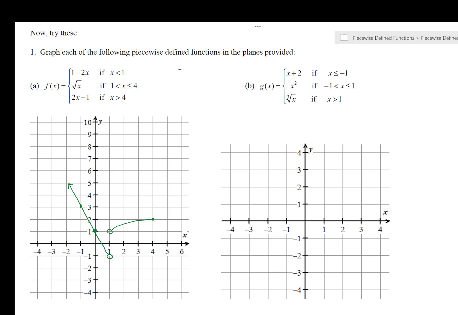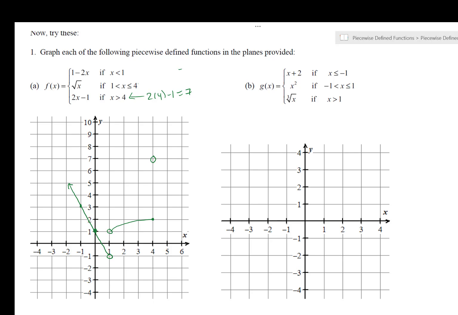It finally switches rules to 2x minus 1 if x is bigger than 4. If x was 4 here, then 2 times 4 minus 1 is 7. So I would get the point (4, 7), and I'm going to draw a little circle there again, because we don't actually have this rule when x is 4. It's only to the right of 4.